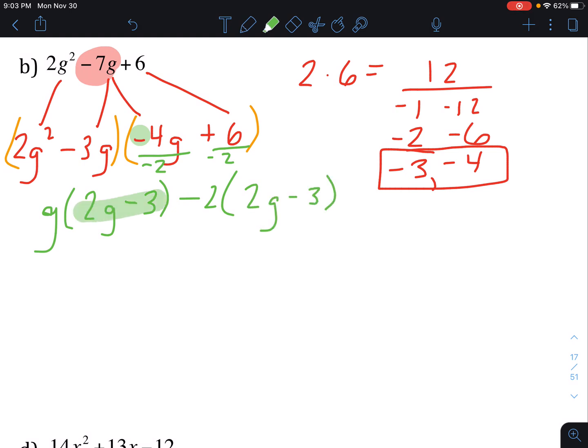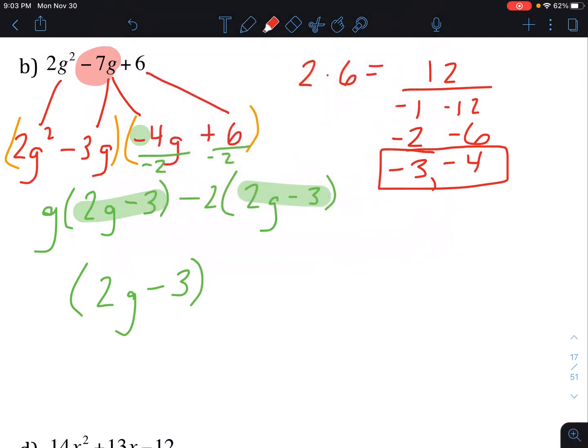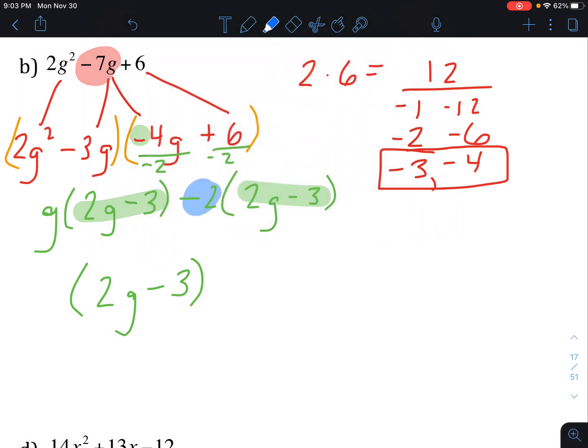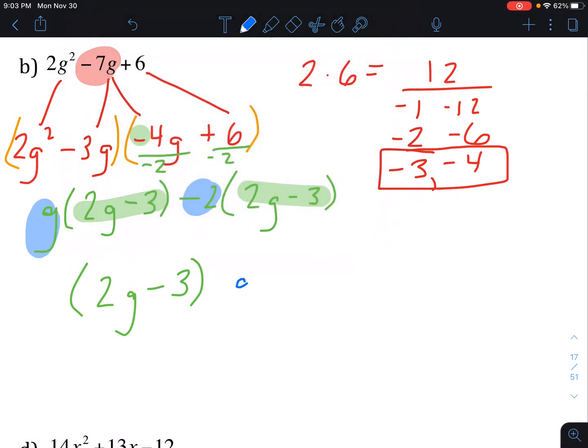Notice here, the parentheses, they match. So that means I did it correctly, and I can go down into my answer now. 2g minus 3 in one binomial, and then the other binomial, I will put my GCFs together, g minus 2. And that's done.